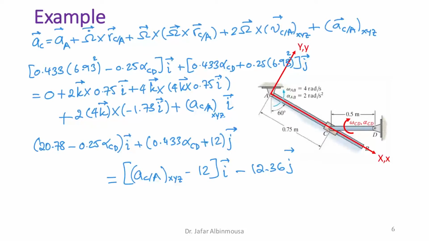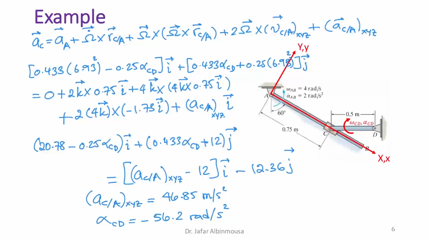So again, we have to equate the I component with the I component and the J component with the J component, and by doing so we will have AC with respect to A as measured from the local coordinate system equals 46.85 meter per second square, and we will get alpha CD, which is equal to minus 56.2 radian per second square. This is the end of the problem. Thank you.